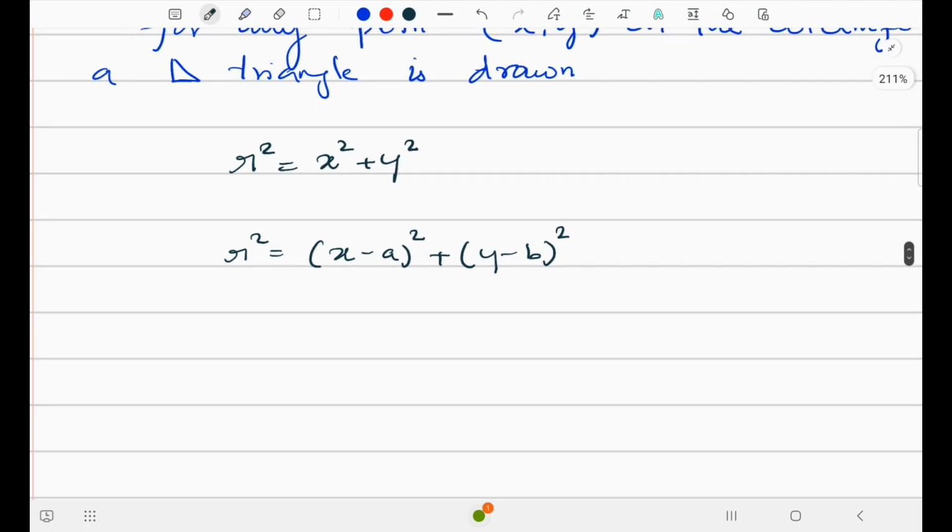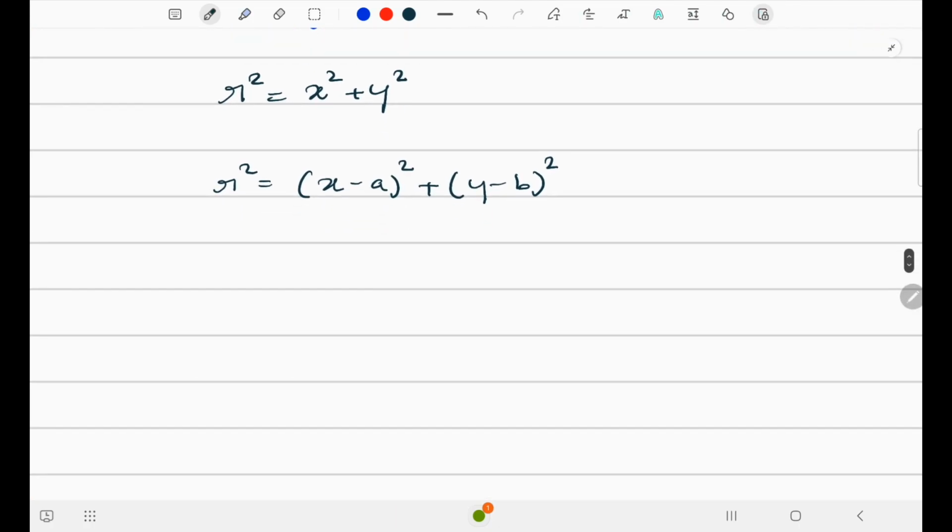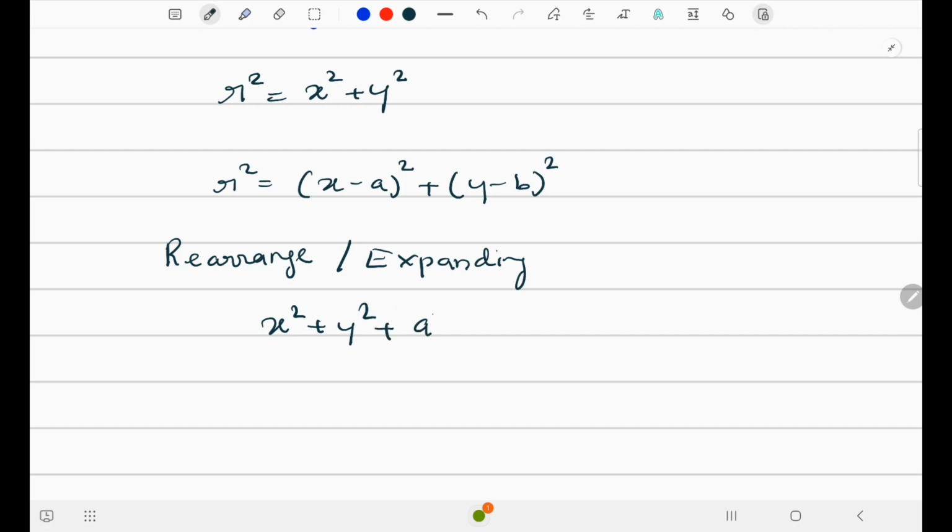I freeze the sheet. Now rearranging and expanding, we get x square plus a square, y square plus b square, minus 2ax minus 2by, minus r square equal to 0.